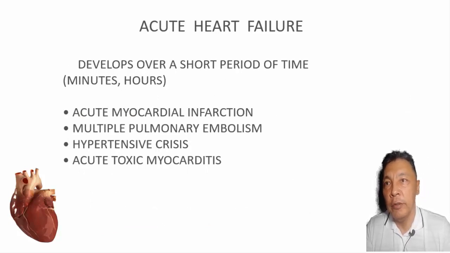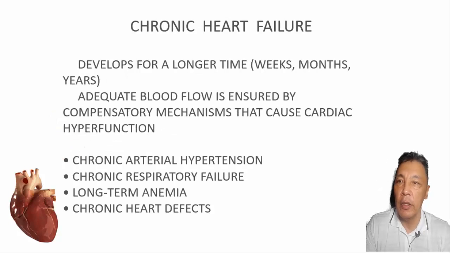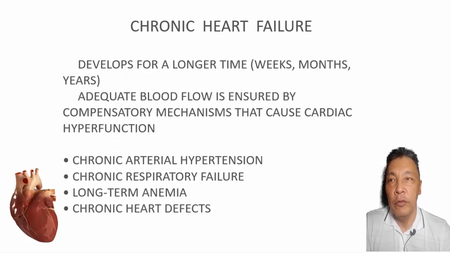Acute heart failure develops over a short period of time, minutes or hours, and occurs with acute myocardial infarction, pulmonary embolism, hypertensive crisis, and acute toxic myocarditis. Chronic heart failure develops over a longer time: weeks, months, years.